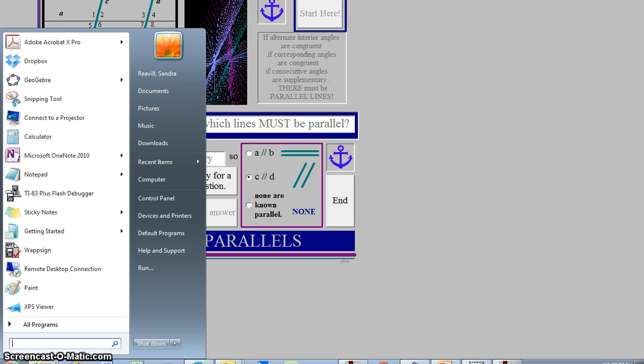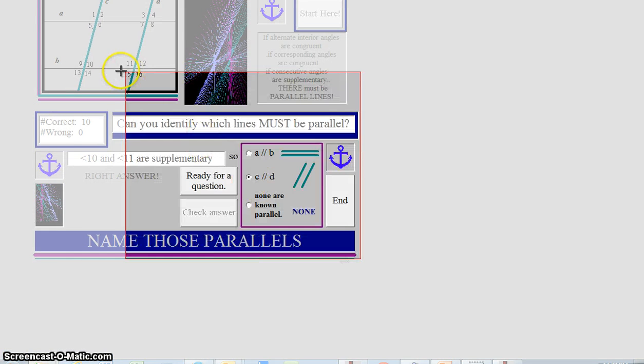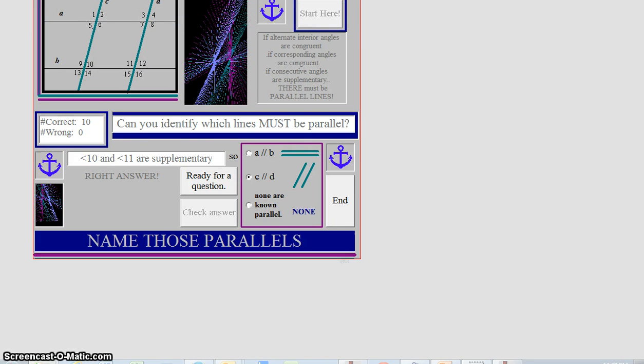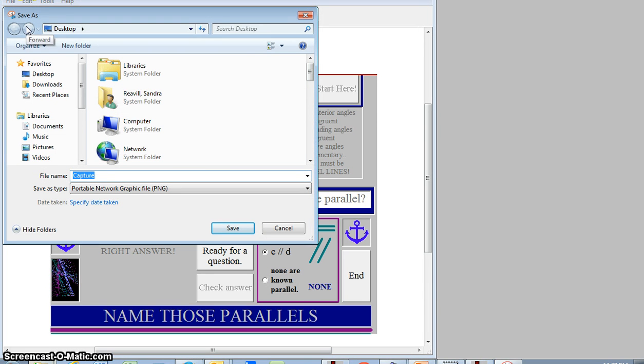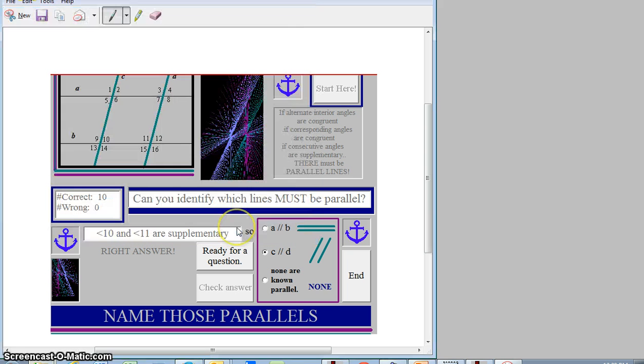Once you have 10 correct, you use the snipping tool to take a screenshot of this whole box. I'll look for your score. You save the snip as the name those parallels score somewhere where it's easy to find. And you upload that to the Schoology assignment page.